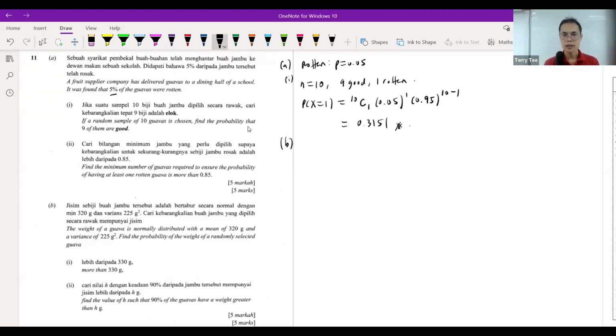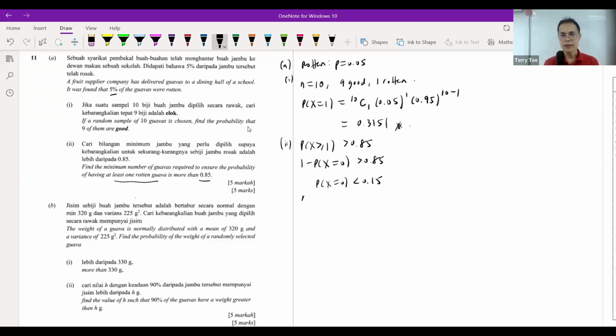Next, part A, Roman 2. Find the minimum number of guava required to ensure that the probability of having at least 1 rotten guava is more than 0.85. So when we say at least 1 rotten, more than 0.85. So let's use 1 minus P(X=0), more than 0.85. Okay, so bring this over, P(X=0) less than 0.15.